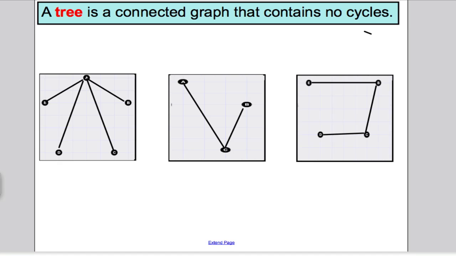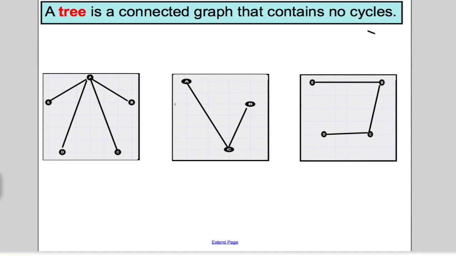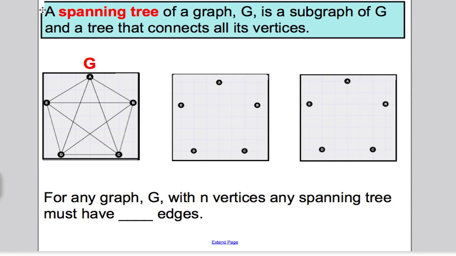Okay, and the last thing we need to talk about is spanning trees, okay? So, a spanning tree of a graph G is a subgraph of G and it's a tree, and it connects all the vertices, okay? So it makes a connected tree so that all the vertices are connected. So here's our original graph G, and a spanning tree of that is a subgraph of this where all the vertices end up being connected.